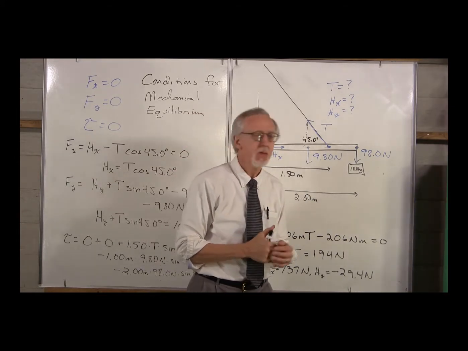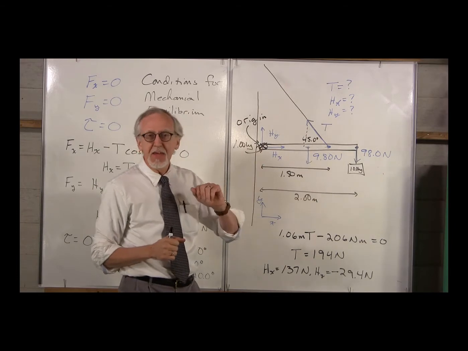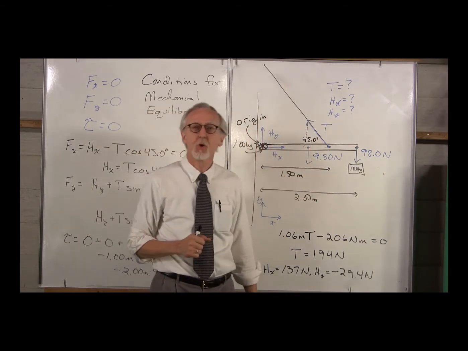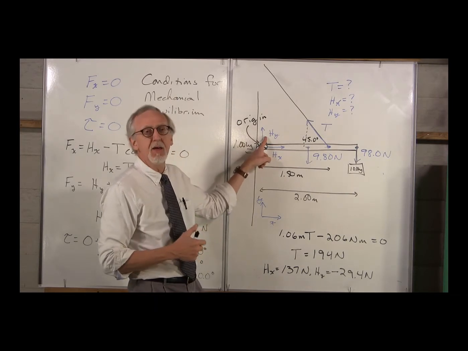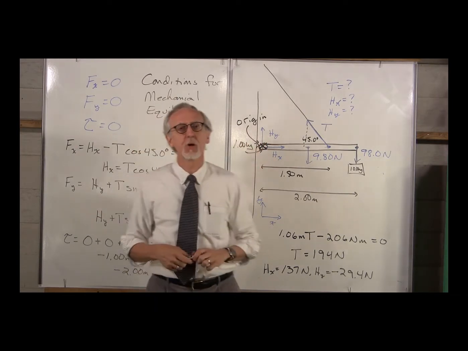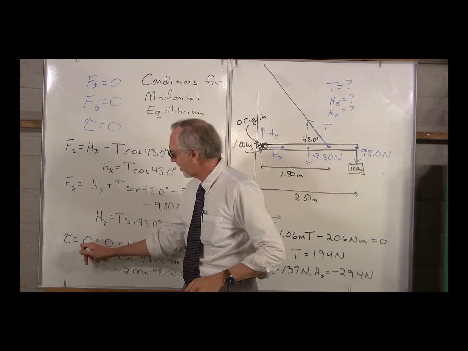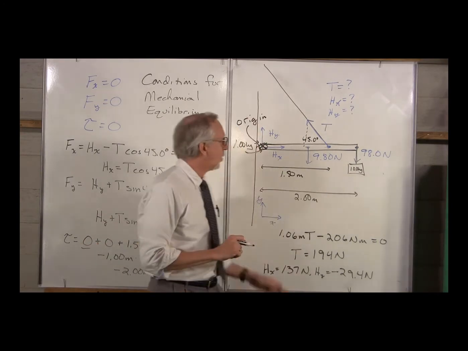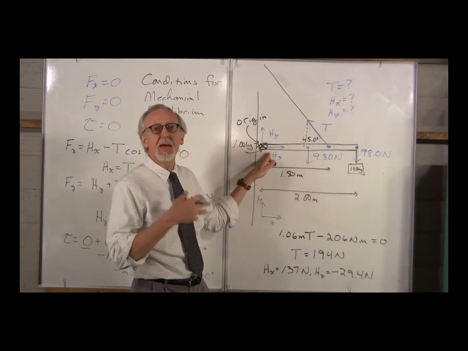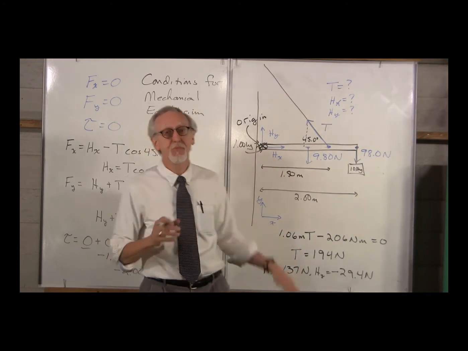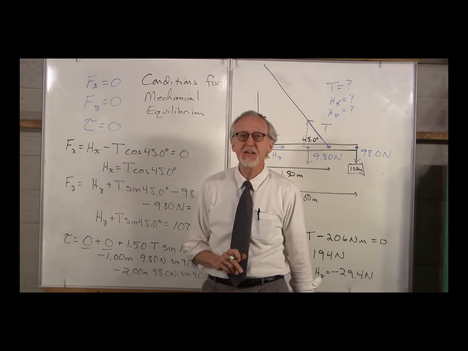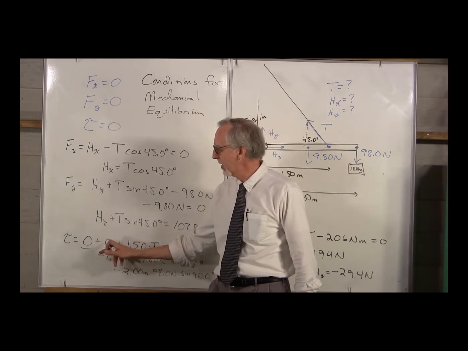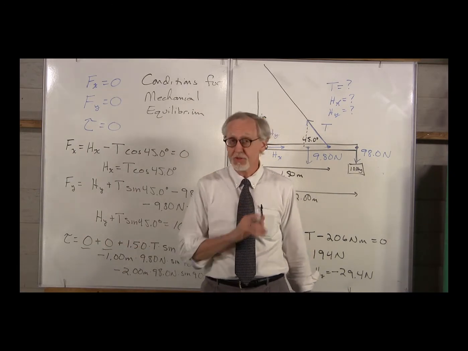Let's do that. Choosing our origin at the hinge, what are all of the torques acting on the pole? What's the torque due to Hy? It's acting at the origin, so that torque will be 0. So I've got a 0 in there. What's the torque due to Hx? Hx is acting at the origin, so we get another 0 there. That 0 is for h sub x. Torque due to Hy, torque due to Hx, both 0.